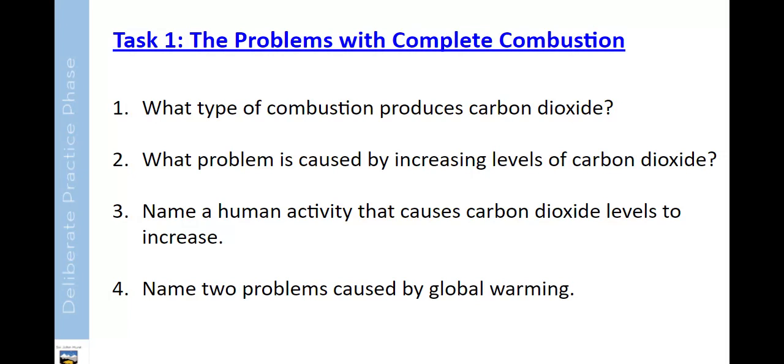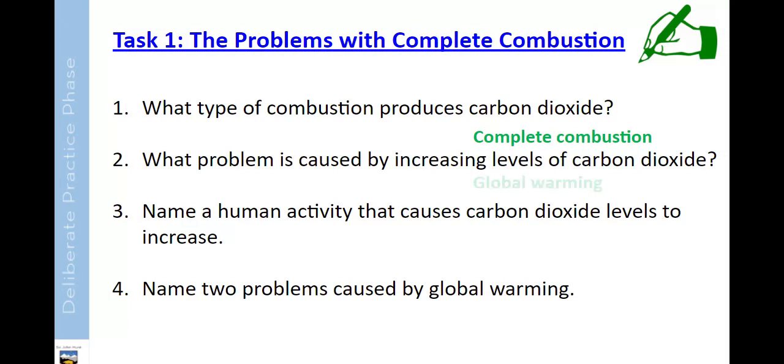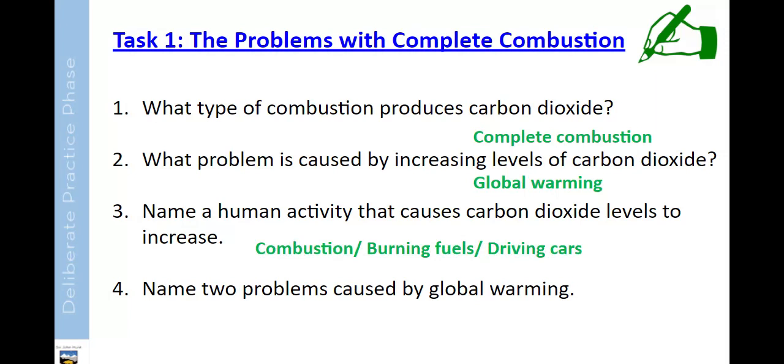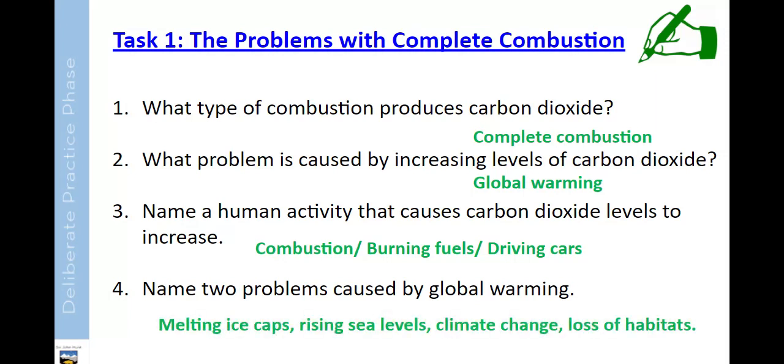Okay, so the answers are: complete combustion produces carbon dioxide. The problem caused by increasing levels of carbon dioxide is global warming. A human activity that causes global warming is combustion, burning fuels, driving cars. You might have written something else. Name two problems caused by global warming: melting ice caps, rising sea levels, climate change, loss of habitats or ecosystems.